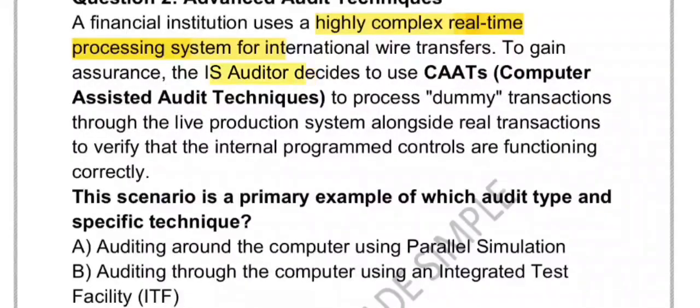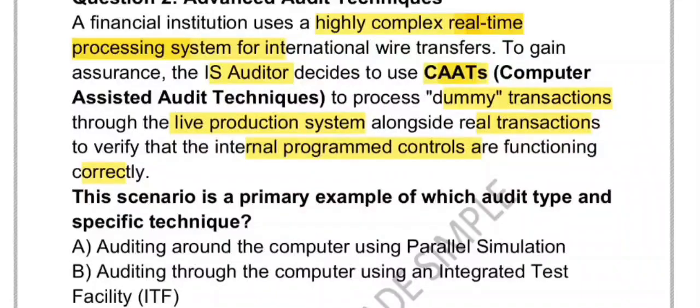What does he use? The IS auditor decides to use CAAT, that's called computer assisted audit technique. Second thing, to insert dummy transactions. Third thing, to run them inside the live production system. Fourth thing, along with the real transactions, to see whether programmed controls detect errors correctly. So that is why the IS auditor decided to use CAAT.